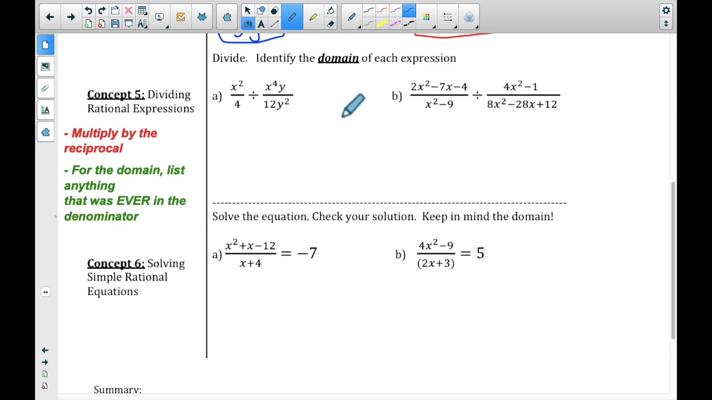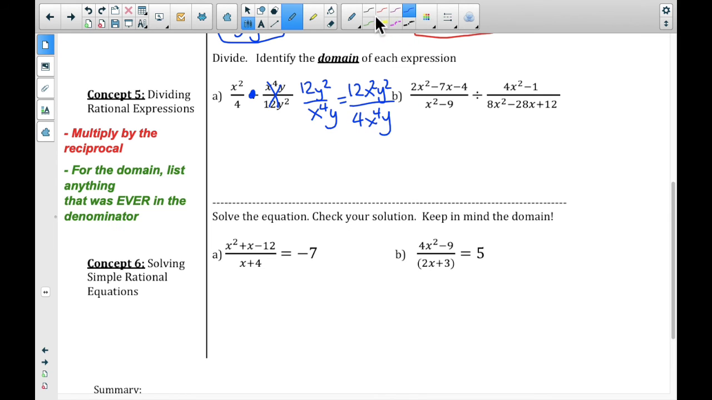Next part's division. The only new thing about division is we multiply by the reciprocal. It's not that new. Hopefully you've learned that before. So I'm going to change this to 12y squared over x to the 4th y. Some of you might have heard it as keep, change, flip. Yeah, keep, change it to a times, and flip this upside down. Okay, so now when I multiply straight across, I'm going to have 12x squared y squared. In the denominator, 4x to the 4th y.